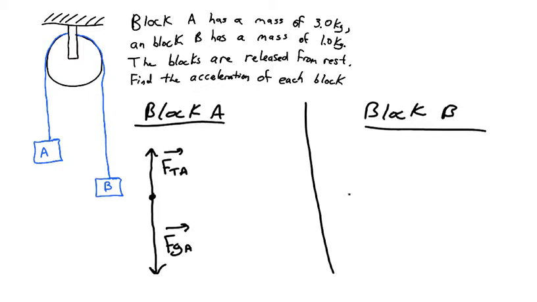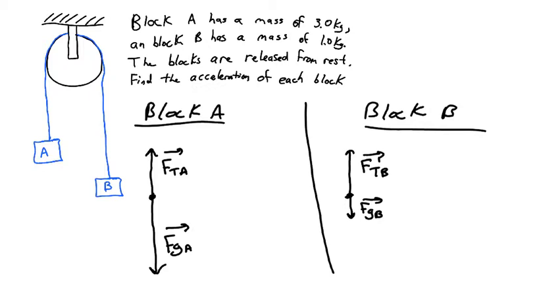Now block B also has gravity downward, but it's not going to be as much as on A. It's only got a third of the mass, so it'll have a third of the gravitational force. And then it's going to have tension upward on it as well, and we know that that tension force is going to have to be bigger than the gravitational force because block B is going to have to accelerate upward.